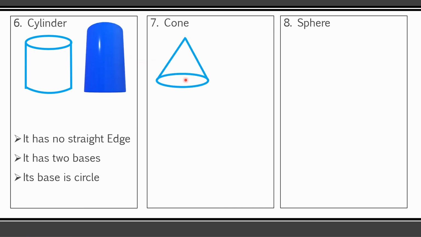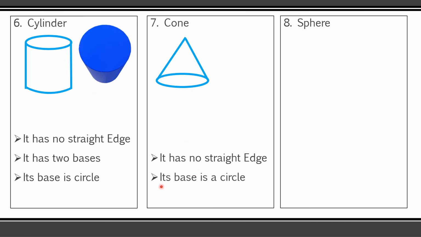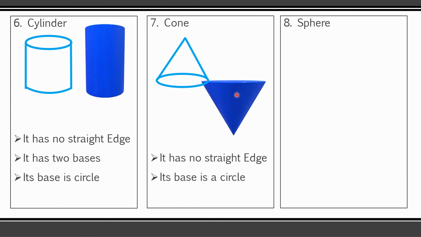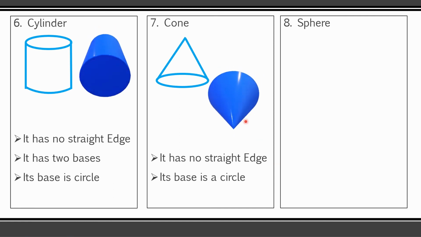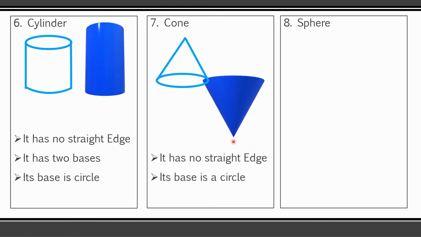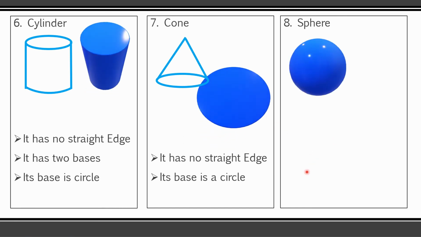Next one is the cone. It has no straight edge, same as in the case of a cylinder. And its base is a circle. Unlike a cylinder, it has only one base surface, that is a circle. You can see here, this is a cone. Base surface, circle, and this is a curved surface. It has one flat face, that is in the shape of a circle, and one curved face. And the last one is the sphere.